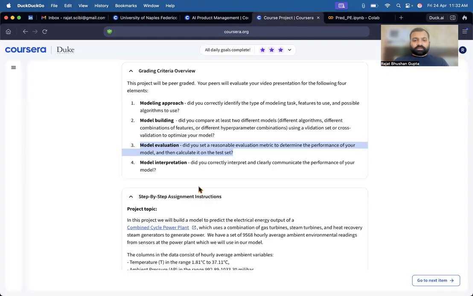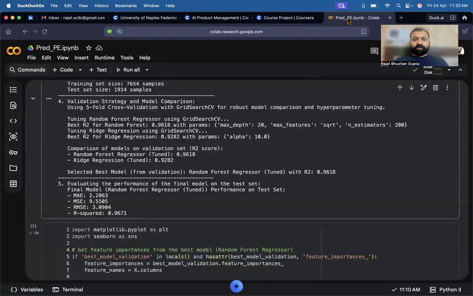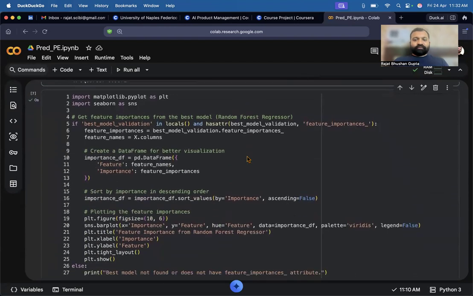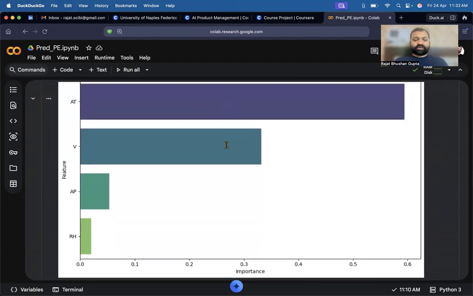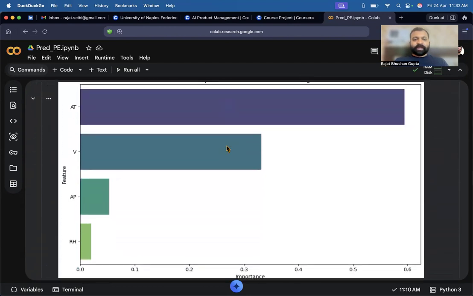Now coming to the model interpretation part, did you correctly interpret and clearly communicate the performance of your model? Now, to do that, we used something called feature importance that is readily available in scikit-learn. And we can see the ambient temperature and vacuum have the highest weightage for this model to predict the PE value.